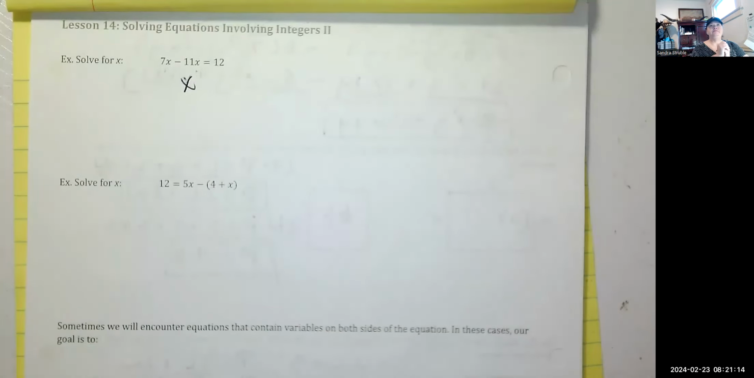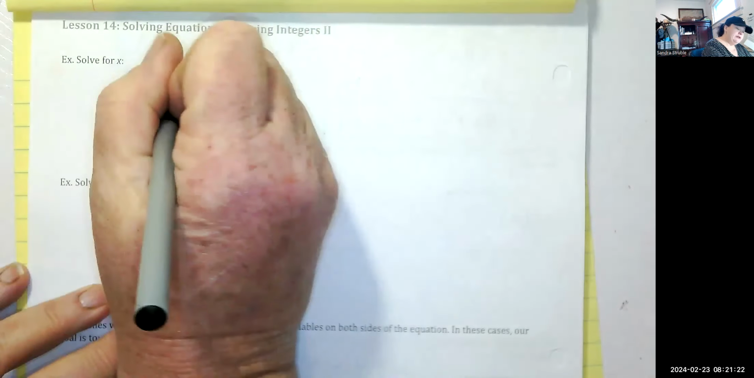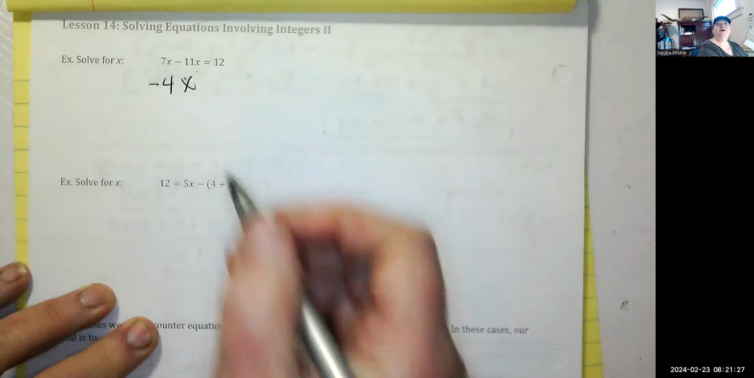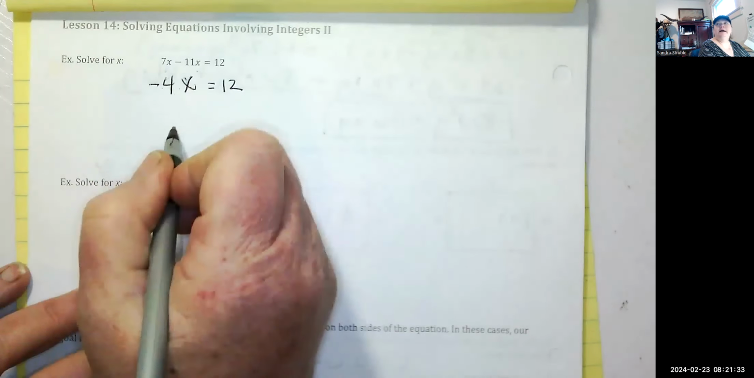All right. 7 minus 11. The signs are different, so we subtract them and take the sign of the larger number. So 11 minus 7 is 4. The 11 is negative, so therefore the 4 is as well. Bring down everything else. Negative 4x is equal to 12.